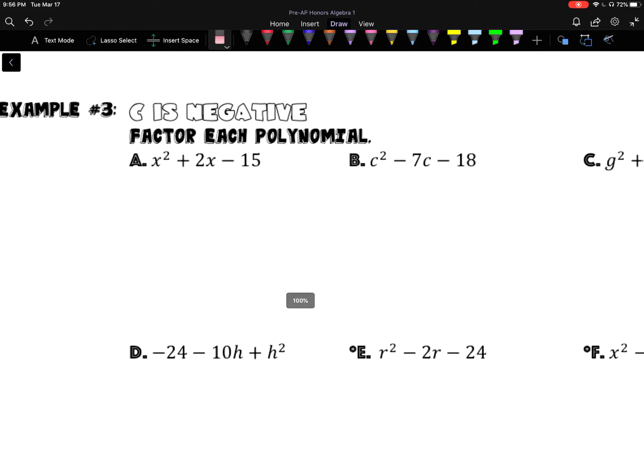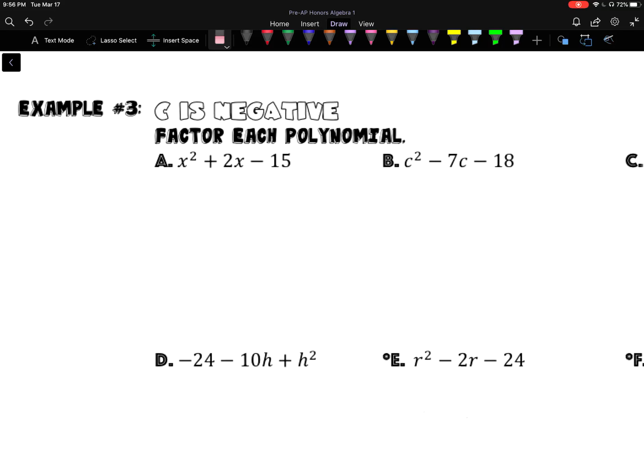All right, in our last example, here we're talking about what happens when our last term, C, is negative. So if you think about your diamond math problems, I'm looking for two numbers that multiply to negative 15. If we think about this, the only way to get to a negative number when we multiply is we have to have one positive number, one negative number. And then we want them to add to positive 2.